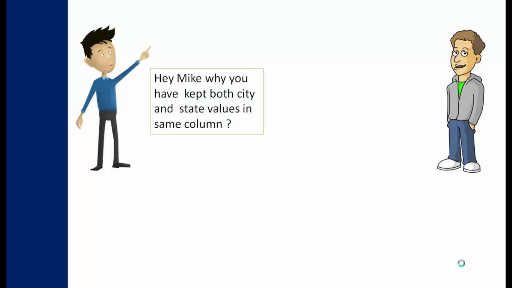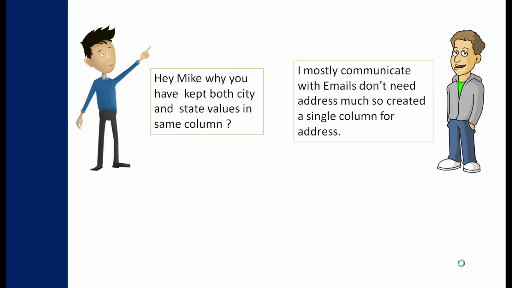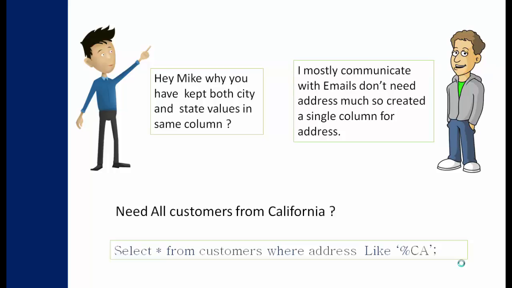So Jeff asked Mike why he has kept both city and state in the same column. Mike answered that in most cases he communicates with emails, so he does not use the address much. That's why he created a single column for address. Alright. Now Jeff asked Mike to give the list of all customers from California from his table. And look what Mike has written: select star from customers where address like California.